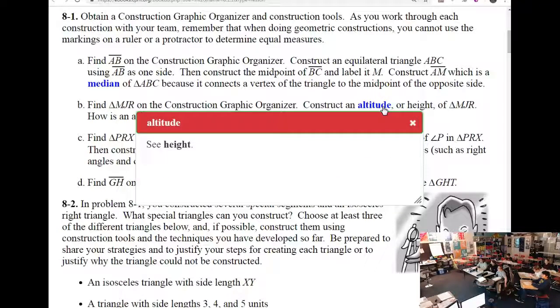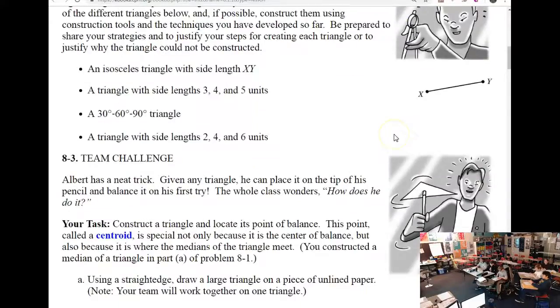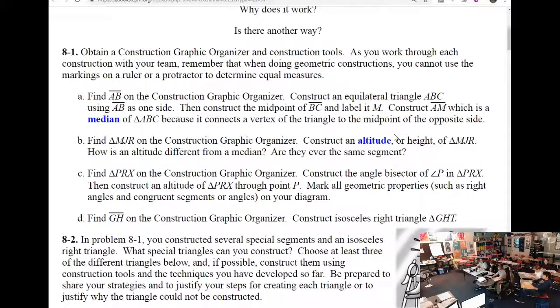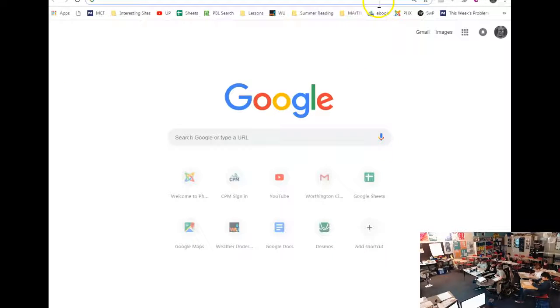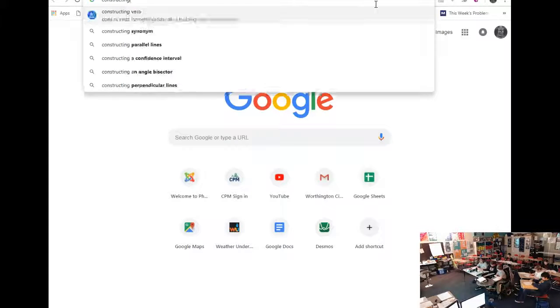When I click on altitude, it says height, and then height is highlighted. Yeah, that's right, essentially it is. It goes from a point to the opposite side, and this is the height. We're trying to find that.